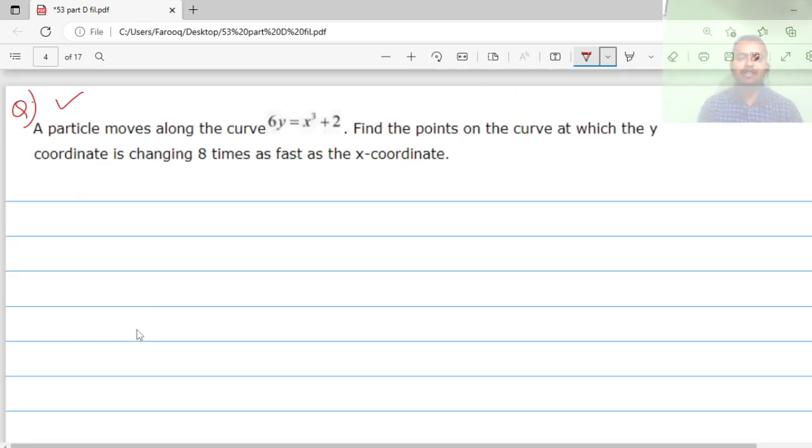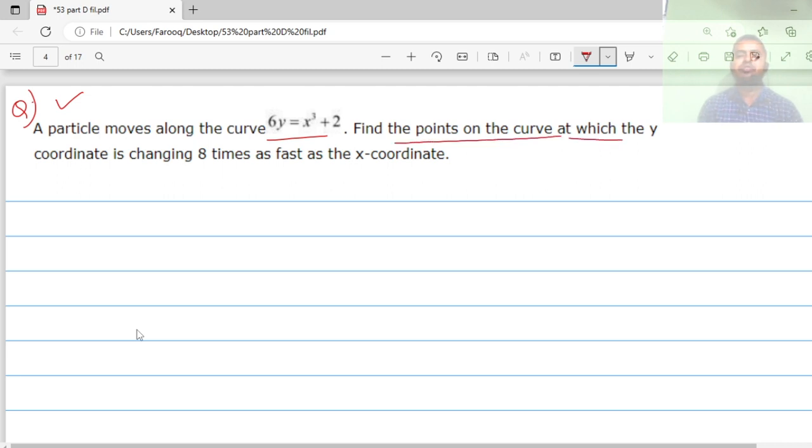A particle moves along the curve. Here the curve is given 6y = x³ + 2. Find the points on the curve. Points means we have to find x, y, using the condition at which the y coordinate is changing 8 times as fast as the x coordinate. Yes. So see here, let (x, y) be the points on the curve.